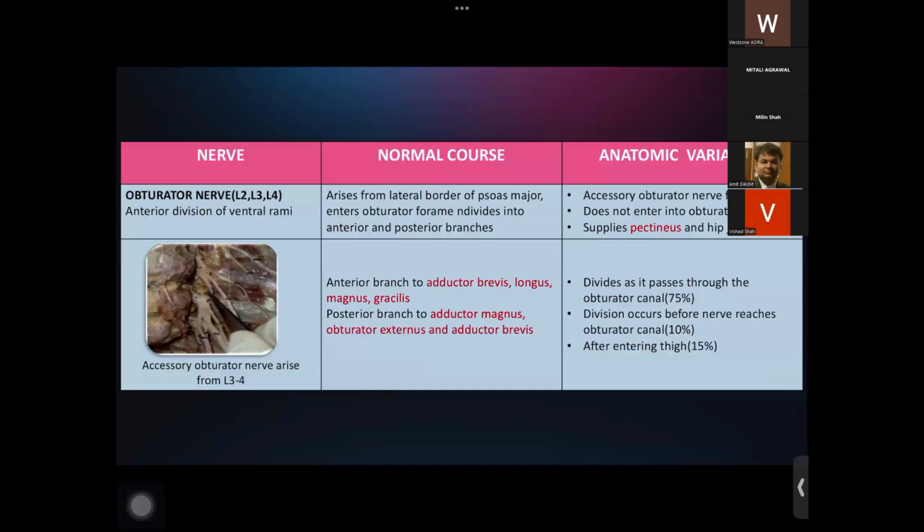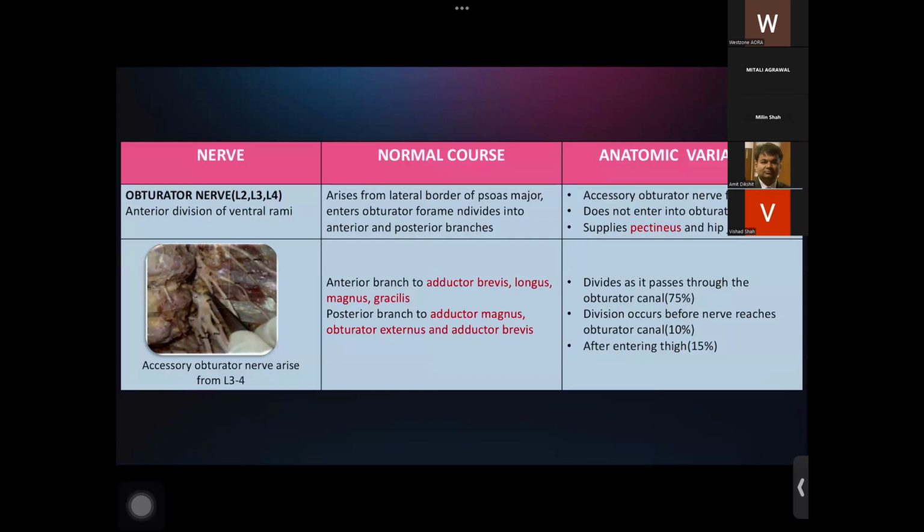There is a variation such as accessory obturator nerve, which is present. Usually arises from L3, L4. This accessory obturator nerve does not enter the obturator foramen. It supplies mainly the hip joint and pectineus muscle.